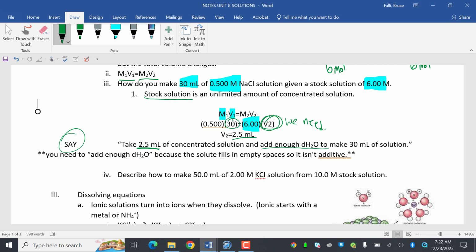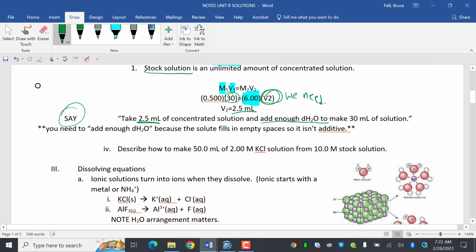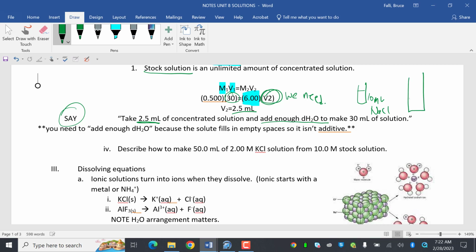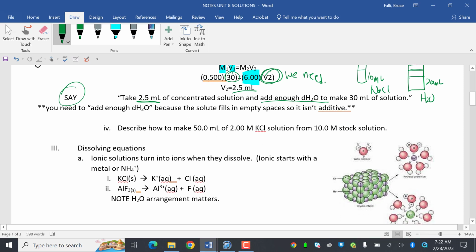So this is weird. You have to say add enough distilled water because it doesn't exactly add up. If I had a little beaker of 10 milliliters of NaCl and I added it to 20 milliliters of H2O, you'd think it would add up to be 30. It doesn't. It's a little bit less because it fits in the spaces in between. So that's why you've got to say this annoying thing.